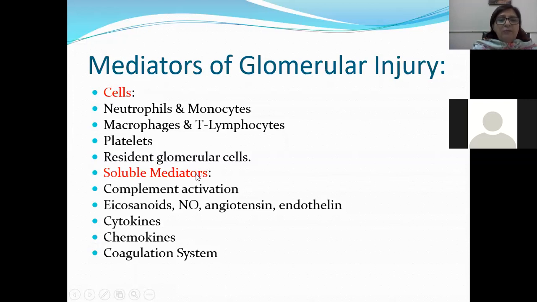Then we have soluble mediators which are present in the plasma. They can be activated by the complement system. Eicosanoids, nitric oxide, angiotensin, endothelin can also lead to glomerular injury, as can cytokines, chemokines, and the coagulation system. So the mediators of glomerular injury are cell mediators and soluble mediators.